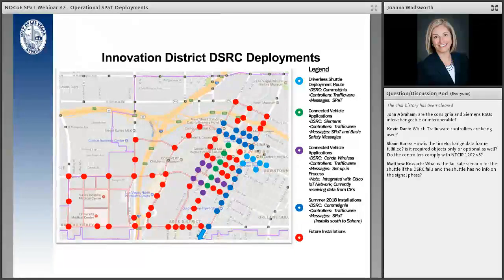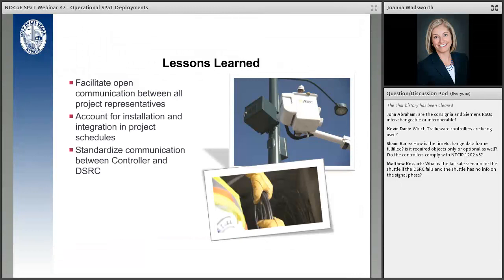This final slide illustrates the planned future deployments of DSRC within our downtown Innovation District, and we're looking at the deployment supporting our vehicle, pedestrian, and bicycle safety applications.